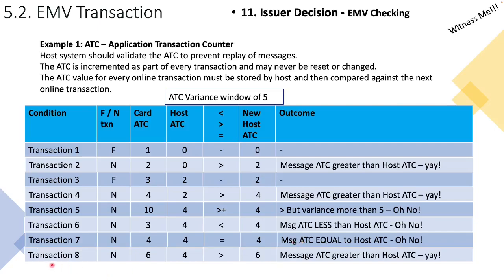Right. Transaction 8, just to establish some normalcy, it's an online transaction. It comes in with an HCC value of 6. The issuer host says, let's compare 6 against 4. Yes, 6 is greater than 4, and the difference is 2, which is within the variance of 5, so therefore it looks good. I don't see a problem with it, and what I will do is update my record on my database to match the last known valid value that I received. Okay, I hope that makes sense.